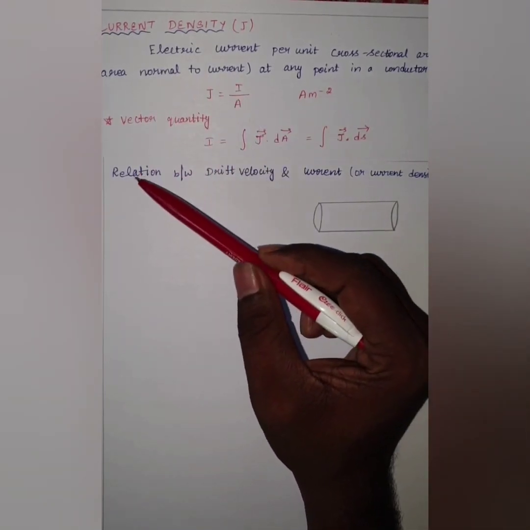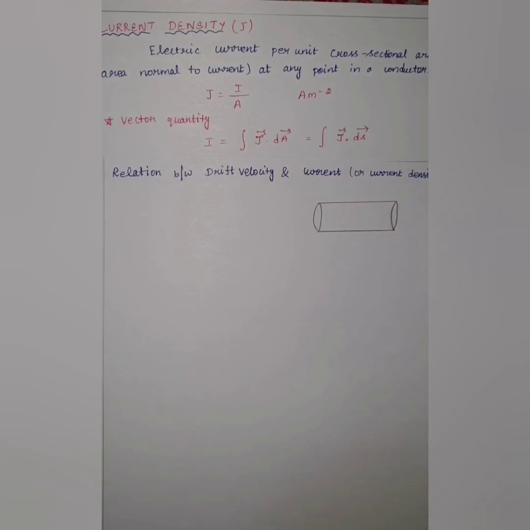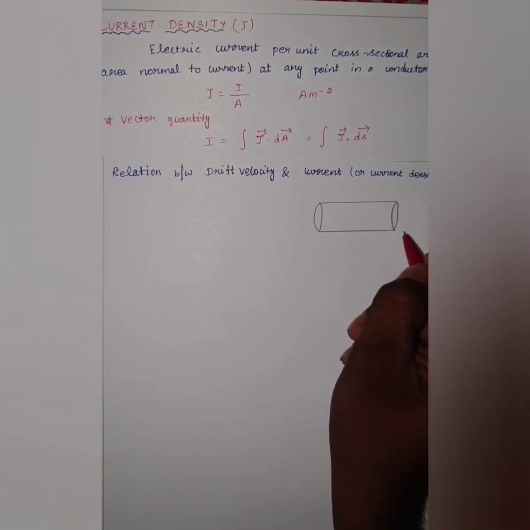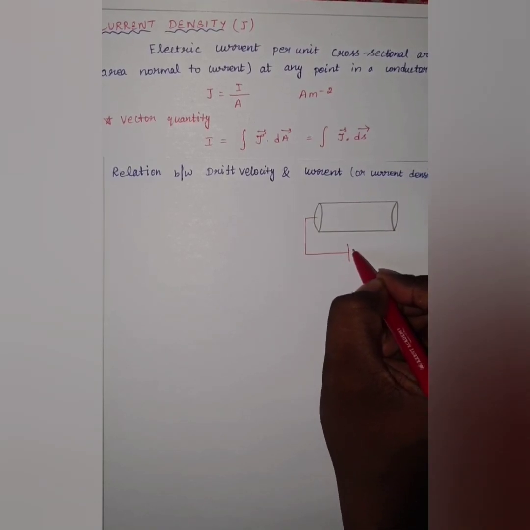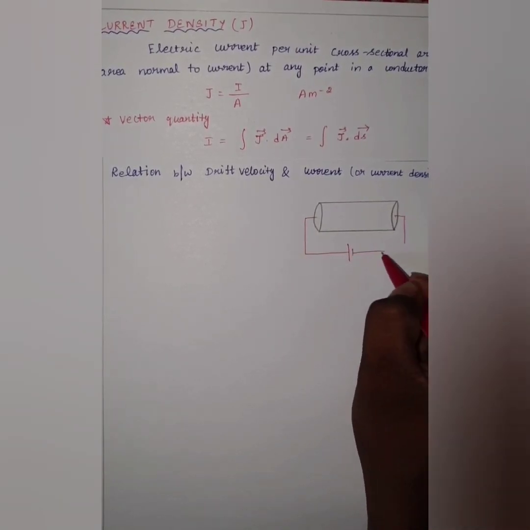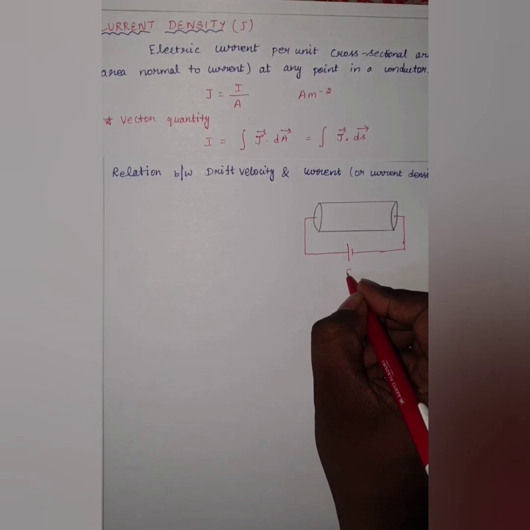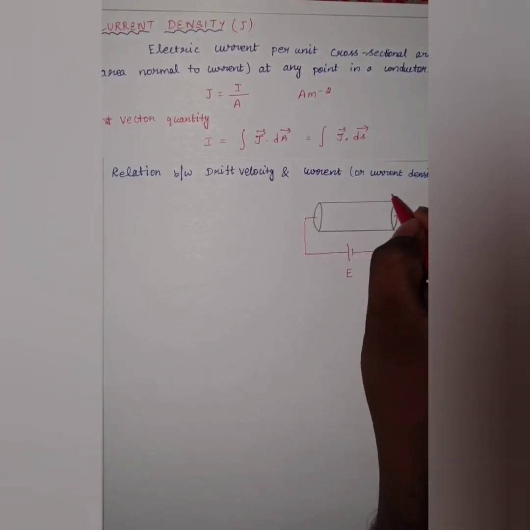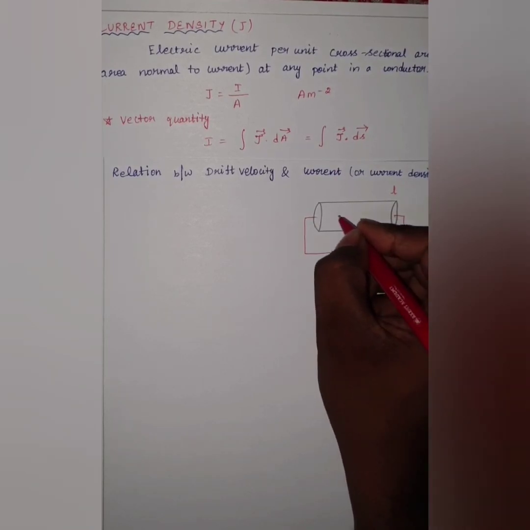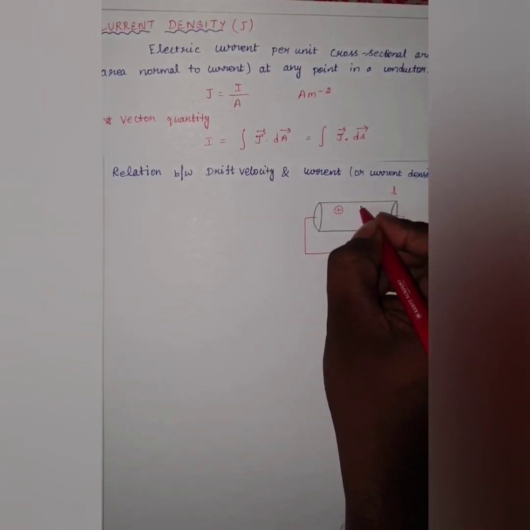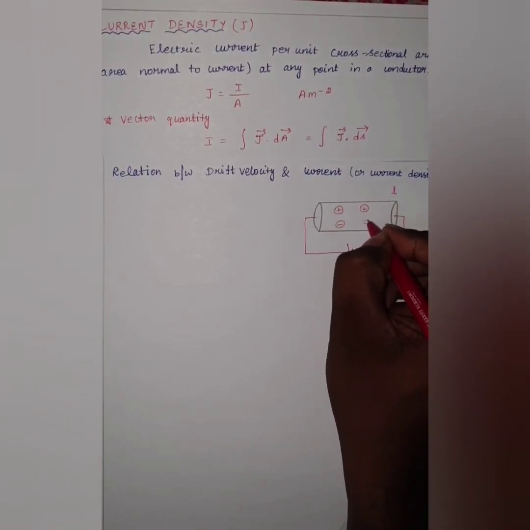The next topic is the relation between drift velocity and current. For that purpose, I have considered a particular conductor. We give it a supply, an EMF E. Take the length of the conductor as L and the area of the conductor as A.